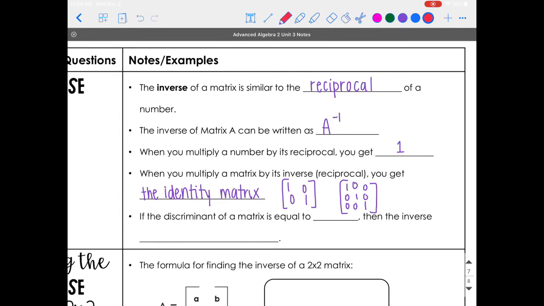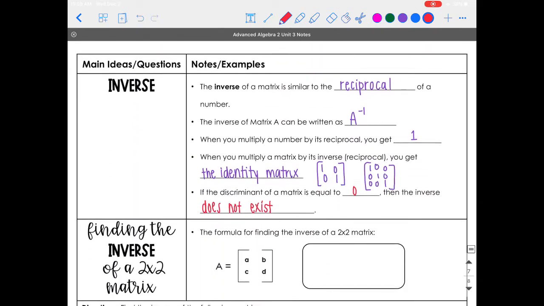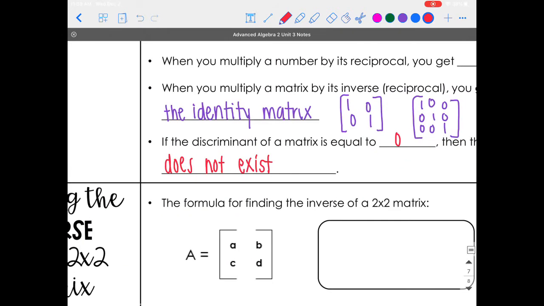All right. If we find the determinant of a number and the determinant is 0, then that means that the inverse does not exist. So in order for an inverse to exist, the discriminant, not discriminant, I do that all the time. It's determinant. They don't mean anything alike. The determinant.